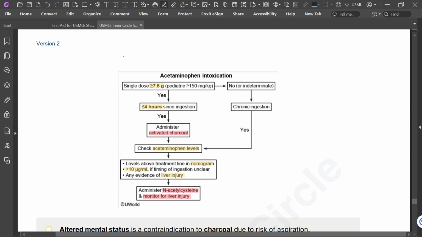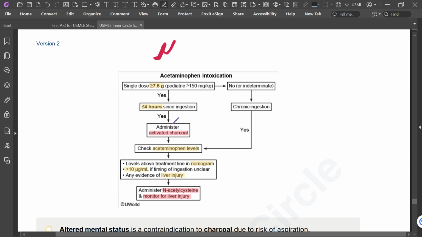Okay, look at this flowchart. Very high end. Acetaminophen intoxication: a single dose of more than 7.5 grams, or in a pediatric case, more than 150 milligrams per kg, or intermittent chronic ingestion. Yes, check the acetaminophen level.